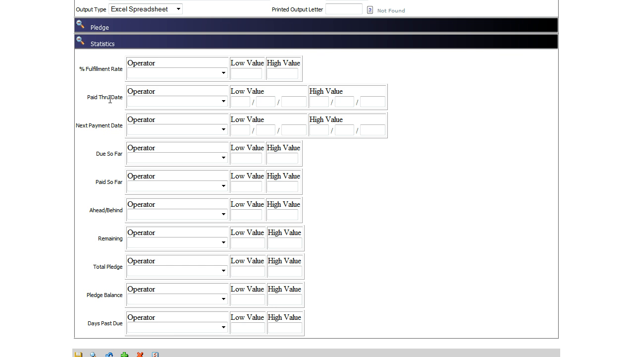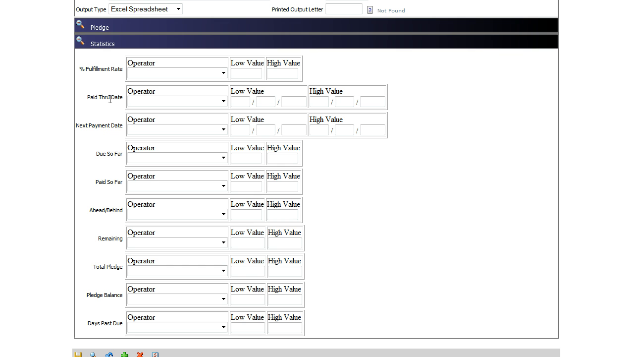Due so far, you have to look at that label, due so far, and take it literally. It is not the amount due, it is the amount that is due so far. So in other words, if we have a $50 a month pledge and we're 2 months into that pledge, then the due so far is $100, and that is totally irrelevant. It has nothing to do with the amount of money that has been paid at this point. It is simply saying, as of this point, this donor should have paid this much money on this pledge.